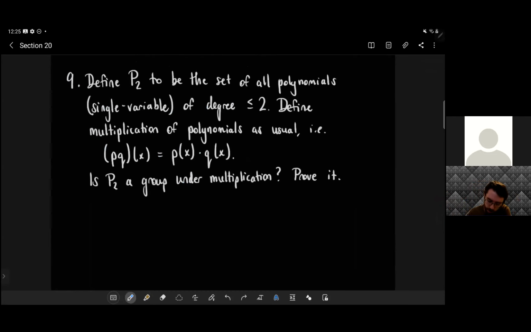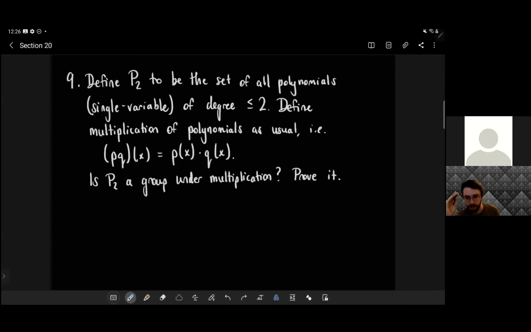P2 is the set of all polynomials, again, single variable, just so we don't want to mess with other weird stuff, of degree less than or equal to 2. So you get quadratics, you get linear functions, you get constant functions, but you don't get cubics or things like that. Then, similar to how we defined addition in a previous problem, we can define multiplication of polynomials. So the polynomial p times q, well, you just go real number by real number and say p of x times q of x. Again, that's what you're used to doing when you multiply polynomials. It's not actually anything new. Maybe you just haven't seen it written that way. Question, is P2 a group under multiplication?